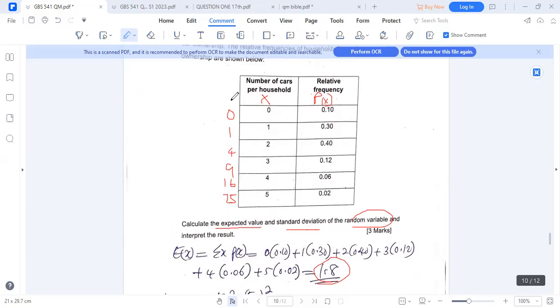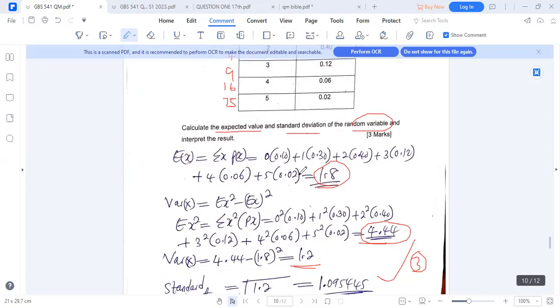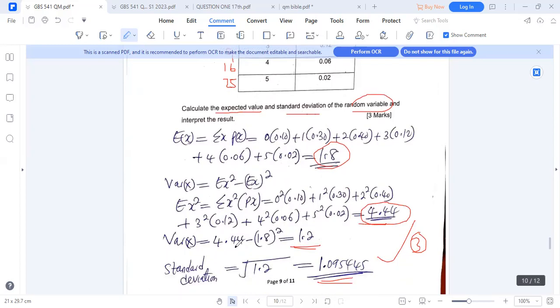Then you square the values of x: 0 squared is 0, 1 squared is that, 2 squared is that, 3 squared is that. Then you multiply by the probabilities. The total, you subtract the 1.8 squared. So you're going to get 4.44 minus 1.8 squared. We get 1.2. This is called the variance. When you square root it, we get the standard deviation. So this is the figure here, 1.09. So this is a sure value.